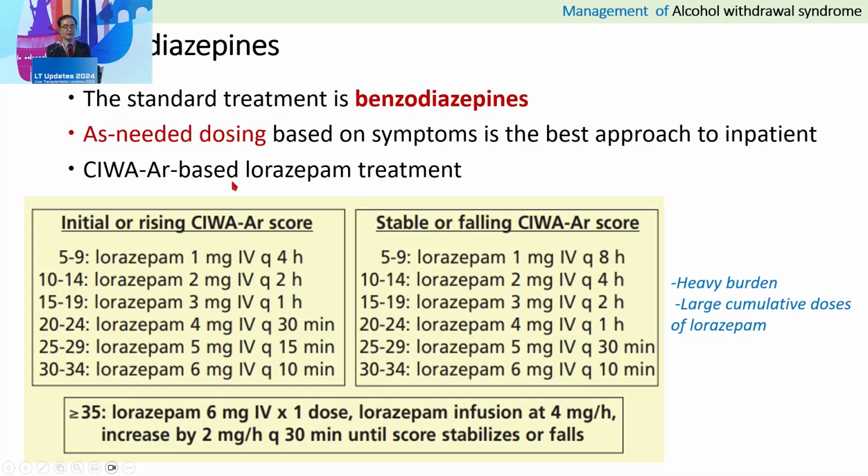Benzodiazepines are the standard treatment for alcohol withdrawal syndrome. As-needed dosing based on symptoms is the most effective approach. Lorazepam dosing varies with the CIWA-Ar score, ensuring safe and tailored management.